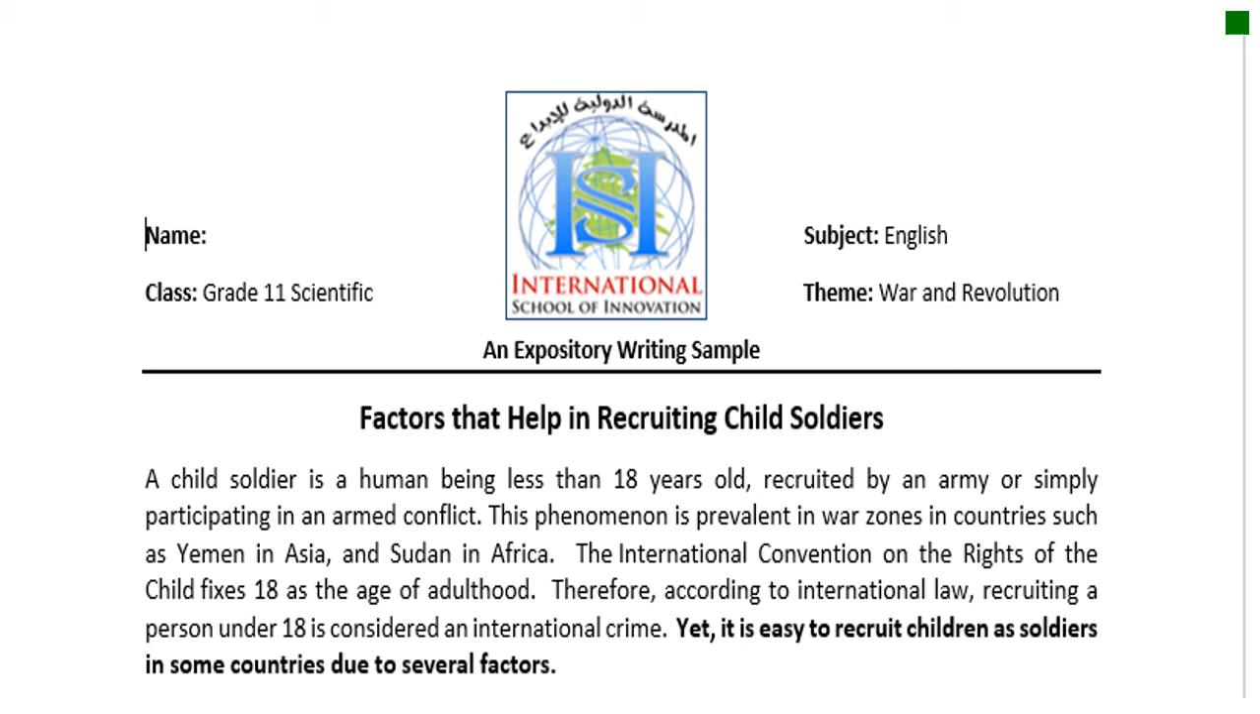Now, I chose the title Factors That Help in Recruiting Child Soldiers. Recruiting: you recruit someone, you make them work for you. A child soldier is a human being less than 18 years old, recruited by an army or simply participating in an armed conflict. This phenomenon is prevalent in war zones in countries such as Yemen in Asia and Sudan in Africa. The International Convention on the Rights of the Child fixes 18 as the age of adulthood.